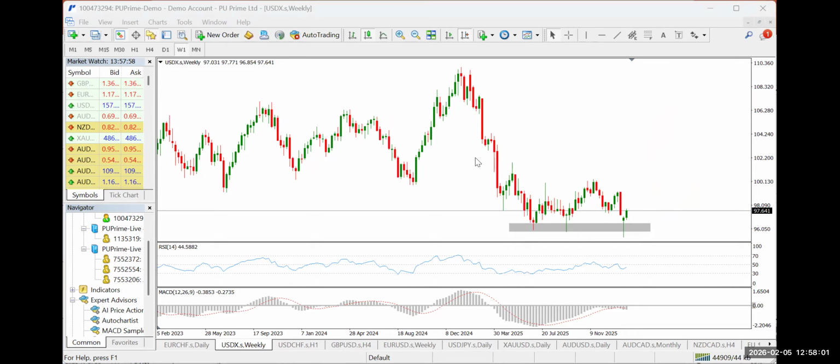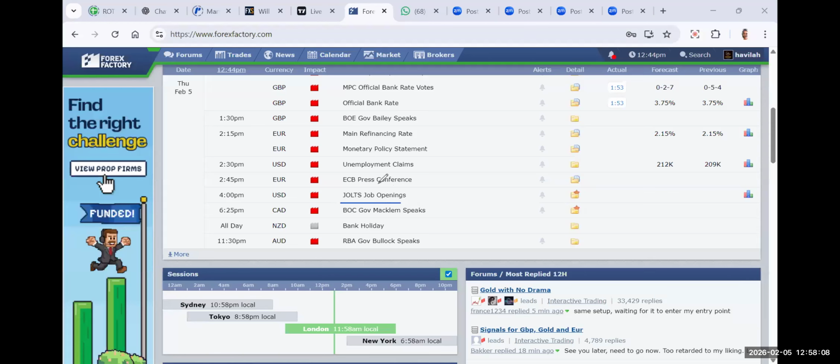Now, there are two events we're expecting from the United States. We're expecting the job openings and the unemployment claims. So if the data comes out good for the dollar, we're expecting a bullish movement whenever these two events are released, and that's 2:30 p.m. and 4 p.m. So I'll flip back now to the chart.